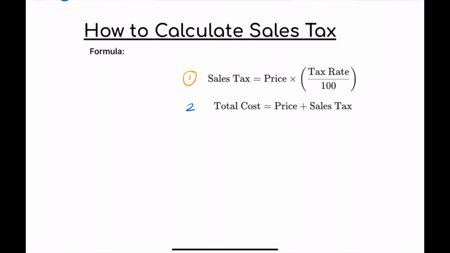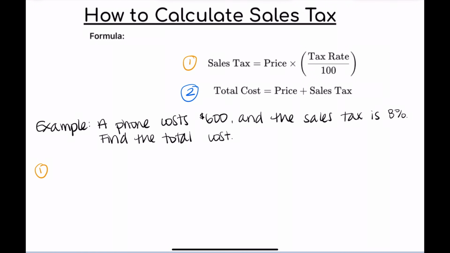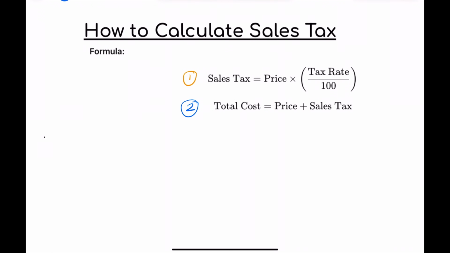So here our formula is pretty similar. We take two steps here to solve. We first will find our sales tax, and in doing that, we'll take our price and multiply it by the tax rate over 100. To find our total cost, we'll take our original price, and instead of a discount where we subtracted, here we will add our sales tax.